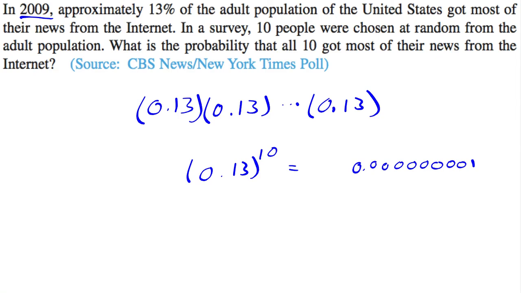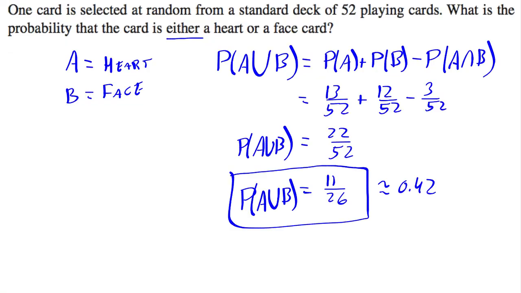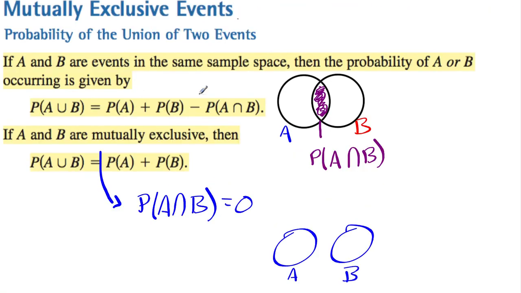So we're going to look at some example problems like this, but make sure you know the formula for independent events, and then to find the probability of the union of two events, including mutually exclusive events where the intersection is 0.